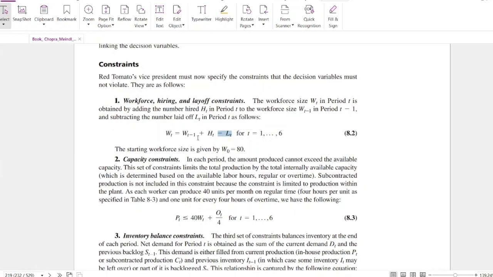To put the thing in this format, we will be solving this problem in Solver in Excel. So Excel doesn't work this way. It will be easier if we put this equation into a format like W(t-1) plus H(t) minus L(t) minus W(t) is equal to 0. If we put it in that format, then it becomes easier for Excel to calculate. So let's do it.